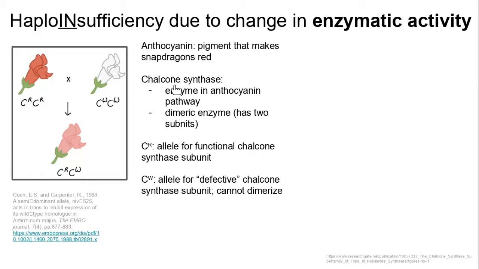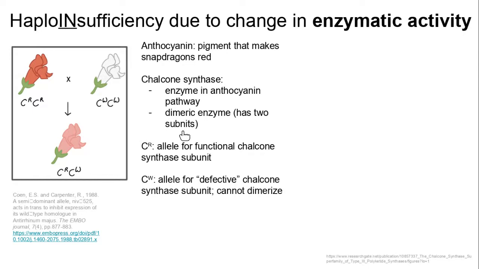There is this enzyme called chalcone synthase. It's an enzyme that works on the pathway of making anthocyanin. And this enzyme is dimeric. You will learn that proteins can be monomeric: there is one gene that gets transcribed, it folds, and that's the protein. Other ones need subunits to get together for it to work. So dimeric means that the enzyme has two subunits.